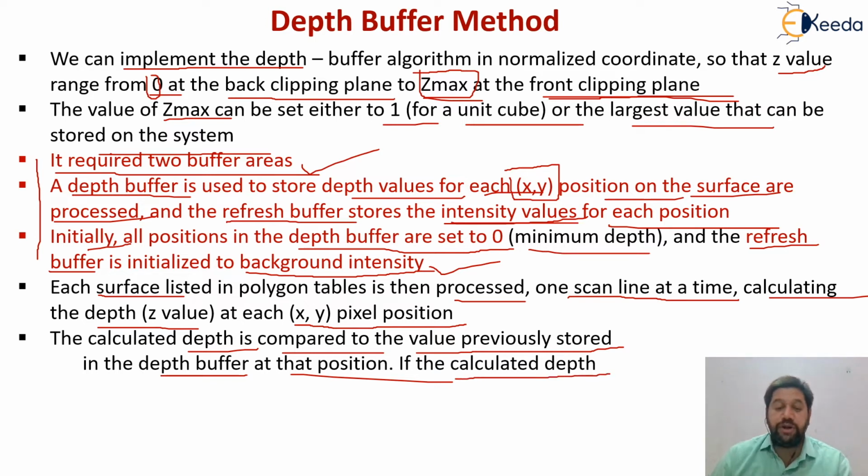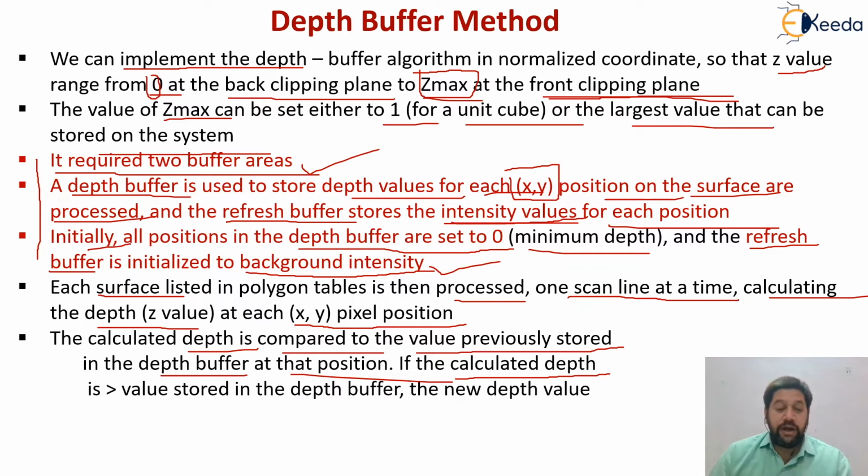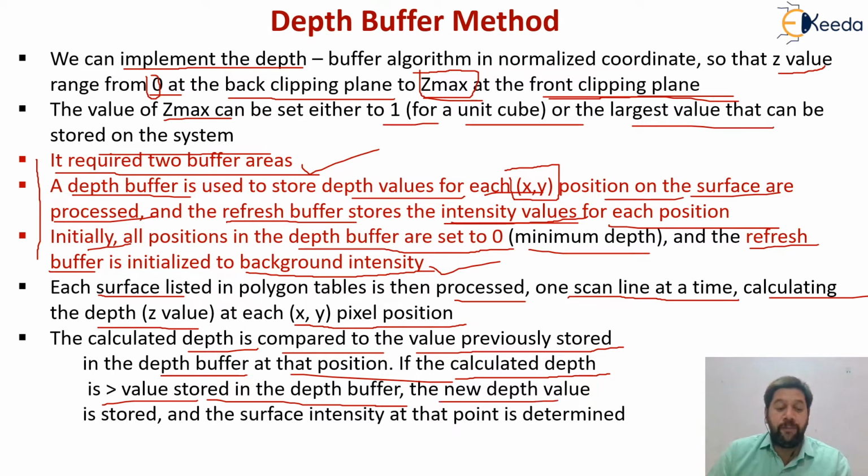Initial value of the depth buffer is z. Now if the calculated depth is greater than the value stored in the depth buffer, in that case what will happen? Initial value I have set to 0, but I have got one surface whose z value is 10. So it is greater than the value stored in the depth buffer. Then what do we have to do? Then we have to store the new depth value, and the surface intensity at that position is determined.